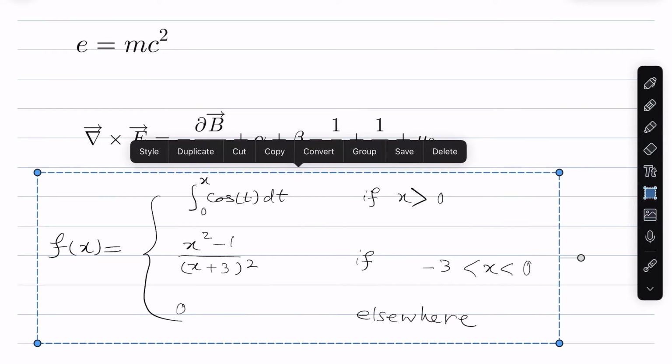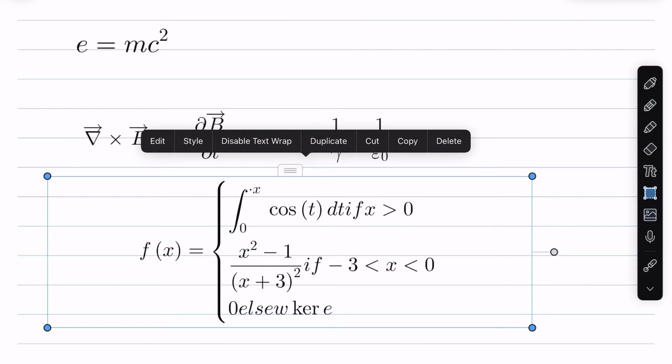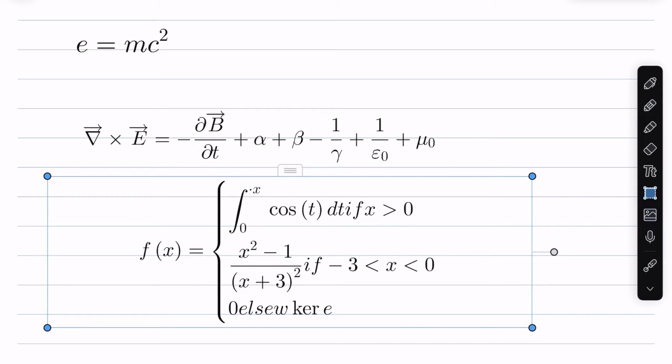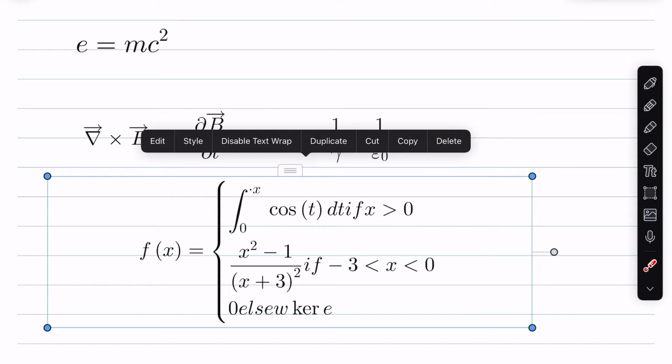All right, convert, math. All right, well, it didn't do a fantastic job, but still acceptable. There's a mistake here, a little dot here. Of course, the if and the elsewhere should be text. This fraction is okay. So basically this needs some modifying.